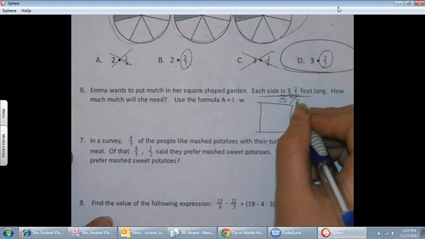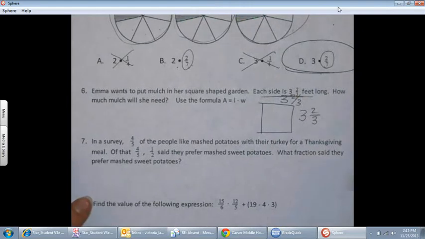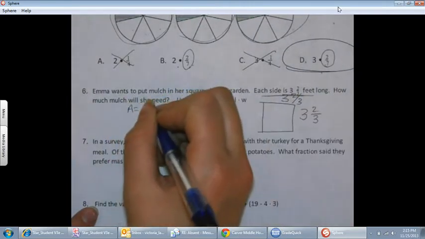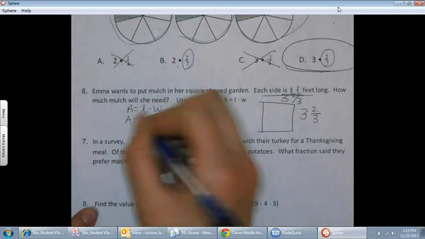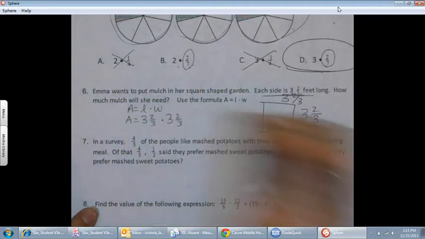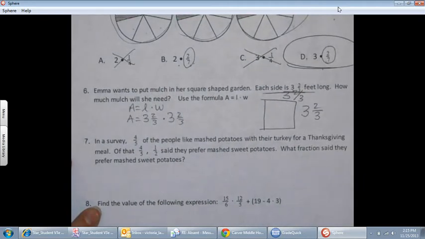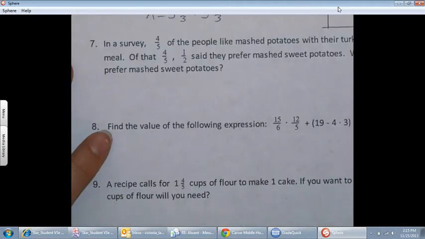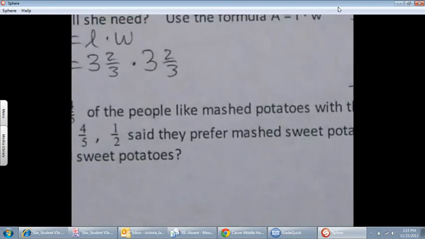How long will she need? Area equals length times width. So we know it's going to be area equals 3 2/3 times 3 2/3. So again, like we did on the front side, let me zoom this in so you can see it better. Like we did on the front side, you know you're going to have to check it.